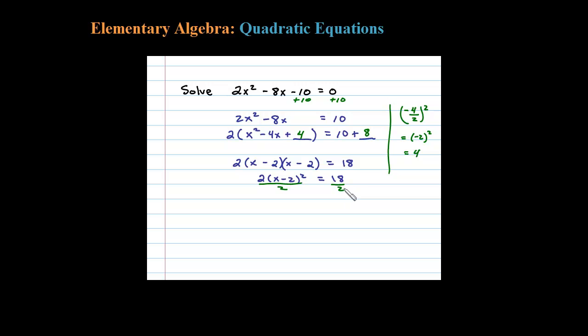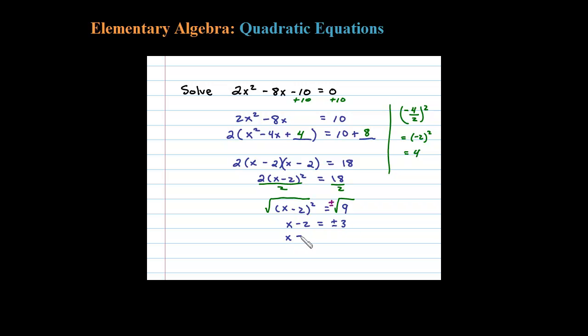Let's go ahead and divide by 2, and that'll isolate the square. In this case, (x minus 2) squared then equals 9. So now I'm ready to extract the root. Let's take the square root of both sides. Don't forget the plus or minus when you do that. Leaves us with x minus 2 equals plus or minus 3.